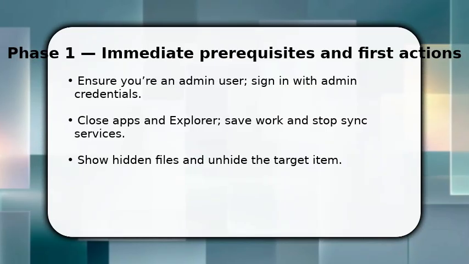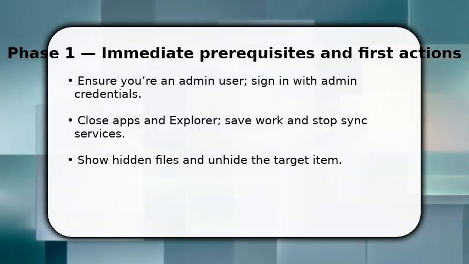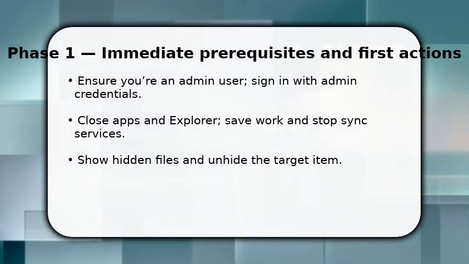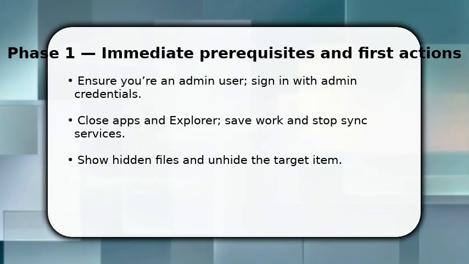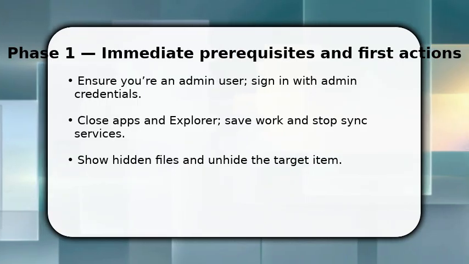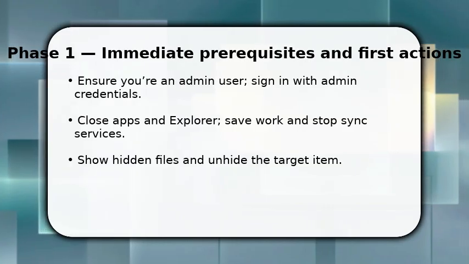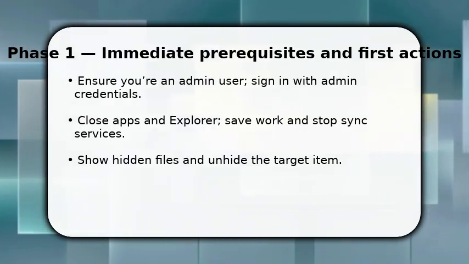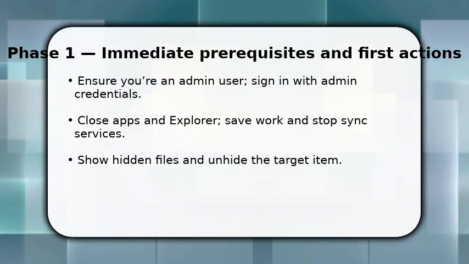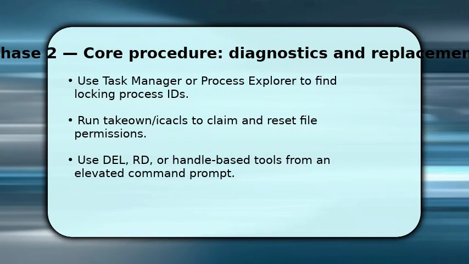You start by confirming admin rights and closing programs that might lock the file. This frees resources. Once done, stop syncing apps like OneDrive or Dropbox because they often hold handles. Next, enable hidden and system files so you can see the problematic item. Open File Explorer options and select Show Hidden Files. Finally, note the exact path, you'll use it in commands, and reboot into safe mode if the file still resists immediate deletion.